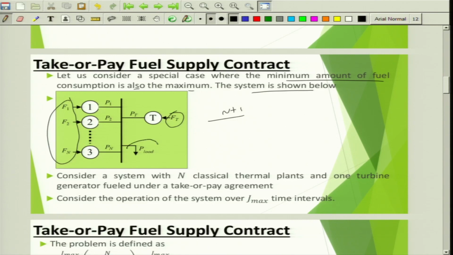And the objective function is to minimize the overall cost, such that the summation of generation is equal to the load demand, right. Now consider a system with n classical thermal units and one turbine generator fuel under a take or pay agreement. Now this is under a take or pay agreement, that means there is an agreement made. Now consider the operation of the system over J max time intervals. The time intervals is J max.